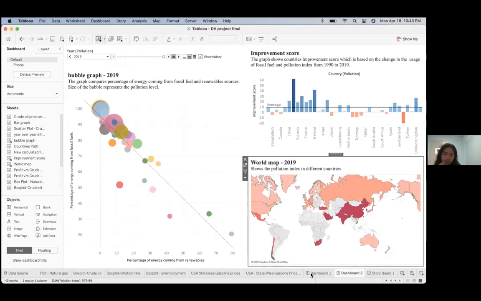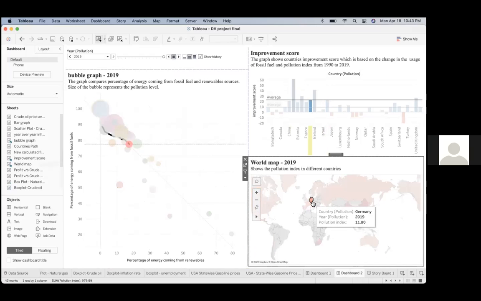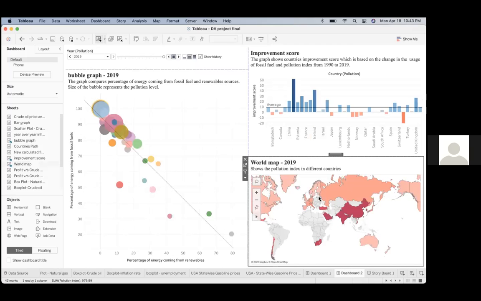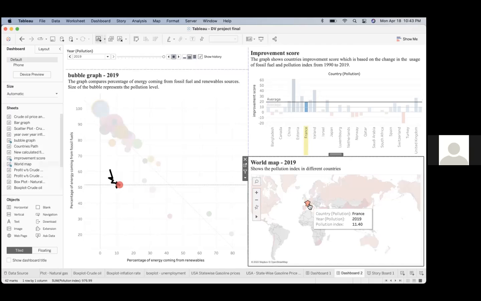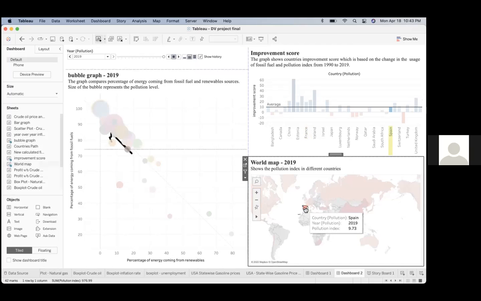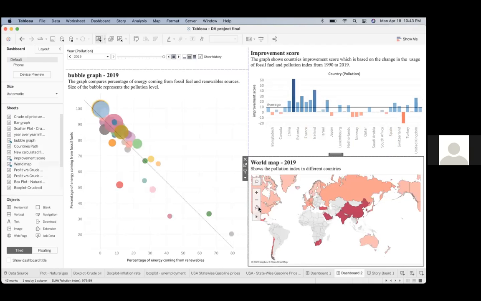Next. In this dashboard, we have linked several sheets together, for example, this bubble chart, the improvement score, and the world map. As we hover over some countries, for example Germany, we can see how much the country has improved in the improvement score graph, and the bubble graph visualizes the same information. We can check out other countries as well, for example France and Spain, and see how they move from one direction to another during several years.